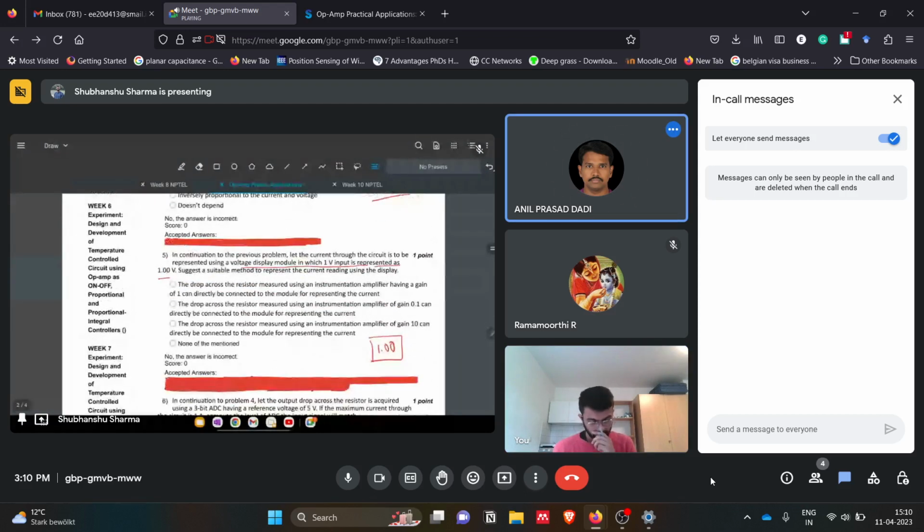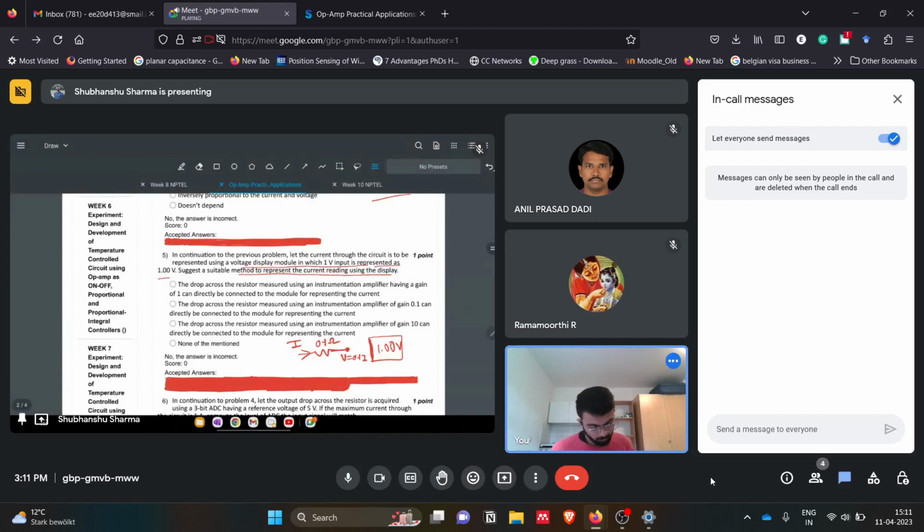Then the fifth question. So the fifth question is saying we have to represent something like this on the display module. So suggest a suitable method to represent the current reading used to display. So now we have a resistor of 0.1 ohm from which a current is flowing. So we have some voltage drop, that is 0.1 I.